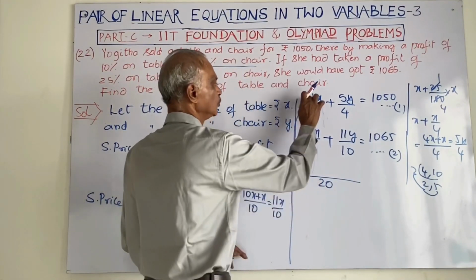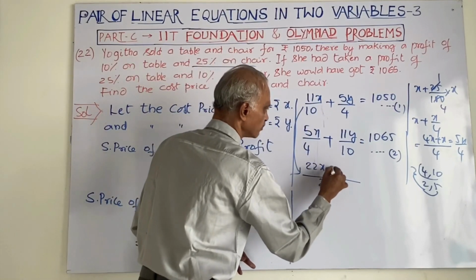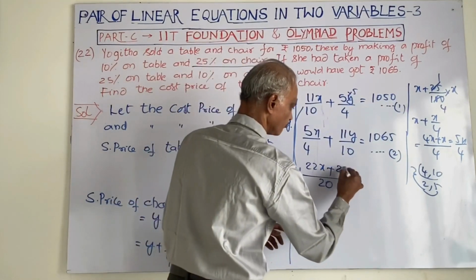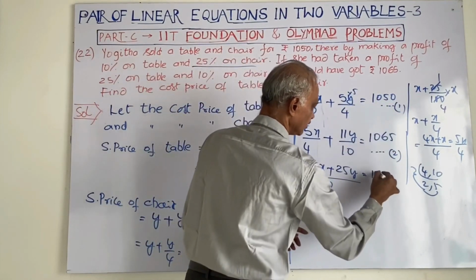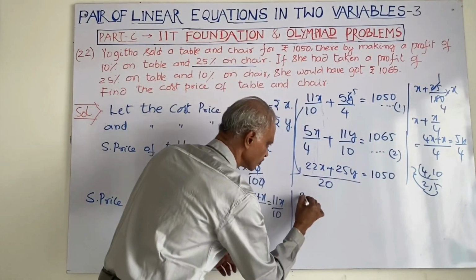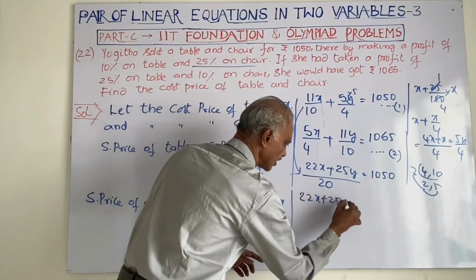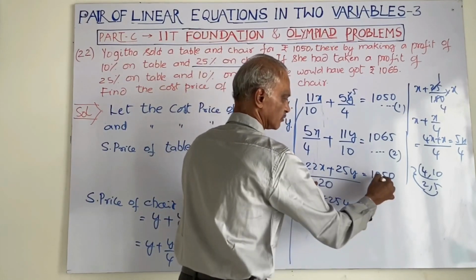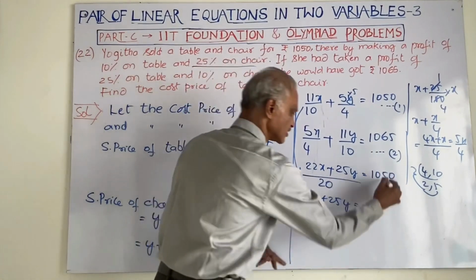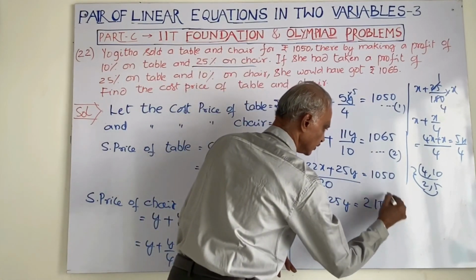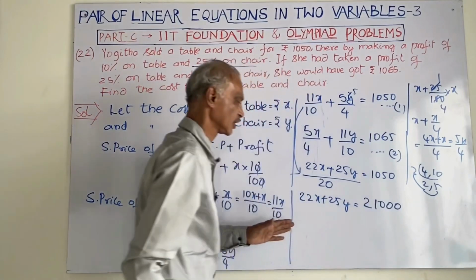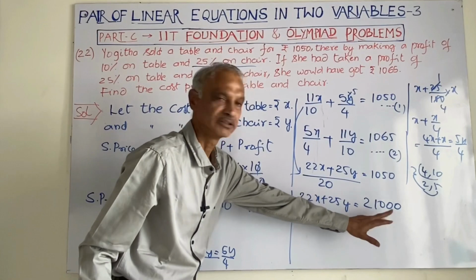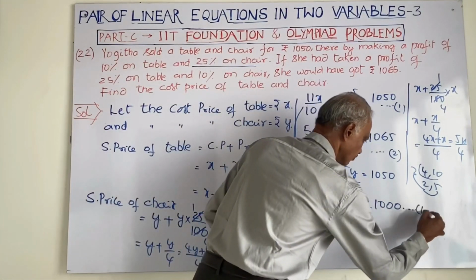2 times it will go. 2 into 11, 22x plus 4 5s are, I will multiply with 5, 25y is equal to 1050. Now you see 22x plus 25y is equal to, you multiply 20 into 1050. 2 5s are 10, 2 1s are 2, you will get 2 zeros. Now 22x plus 25y is equal to 21,000 you will get. This is equation 1.